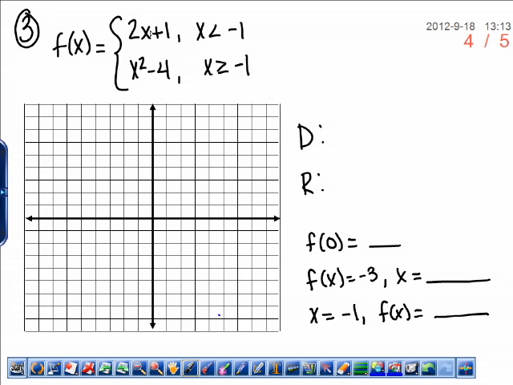2 times negative 1. Okay, negative 2 plus 1, negative 1. So I have a point at x equals negative 1 and a y value of negative 1. Is that open or closed? Open.